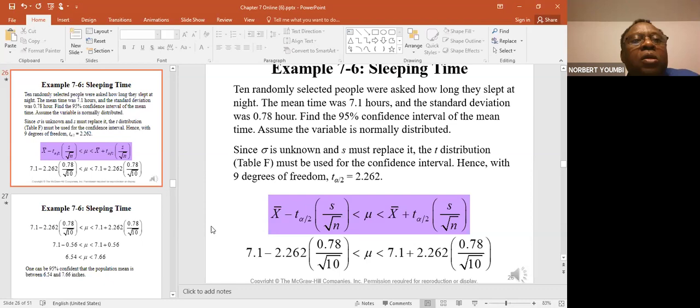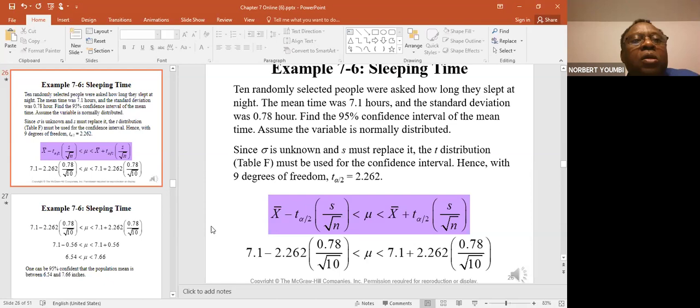Here we are given the sample mean 7.1 and the sample standard deviation 0.78. So the population standard deviation is not given. We will need to use the T distribution. In order to use the T distribution, we need the degree of freedom. For 10, the degree of freedom is 9.